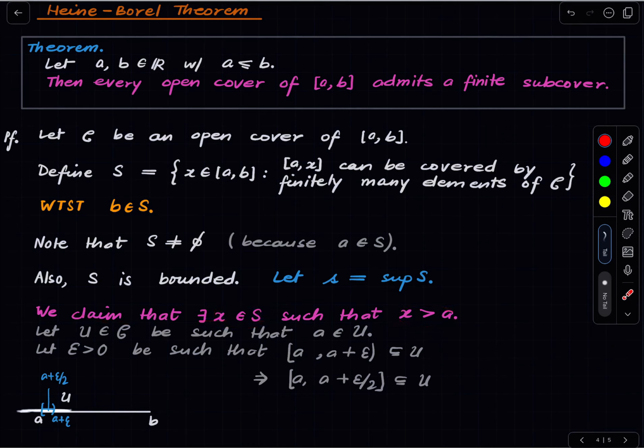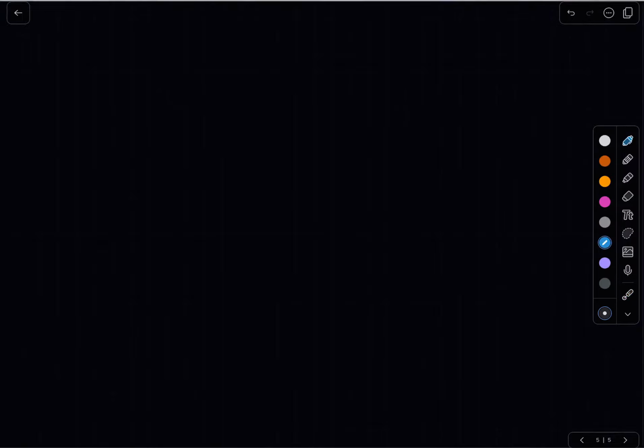Okay. And now our next claim is, we claim that our supremum that we defined, little s, is also in capital S. Little s was defined as the supremum of S, but we claim that it is actually lying in S. Okay, so why is this? Suppose not. We will go by contradiction.